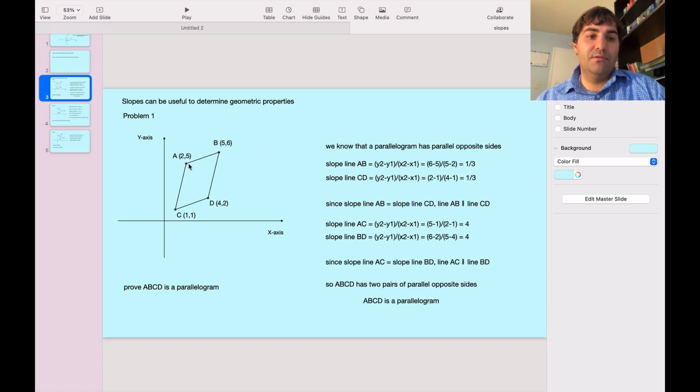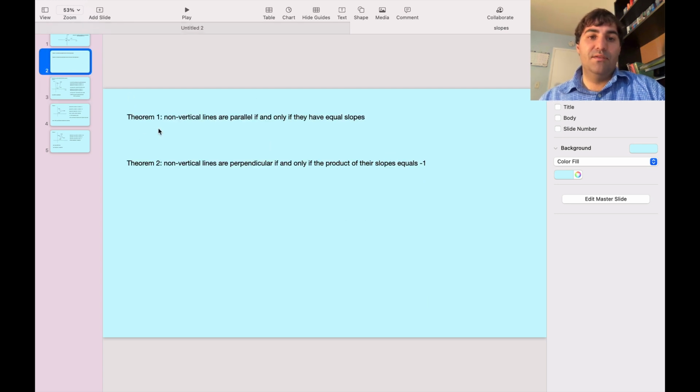We're given this quadrilateral, right? A, B, C, D in a Cartesian coordinate system, and each point is represented by its x-coordinate and y-coordinate. I want to prove that this quadrilateral ABCD is a parallelogram. We know that a parallelogram has parallel opposite sides. Well, if we go back to theorem 1, we know that non-vertical lines are parallel if and only if they have equal slopes.